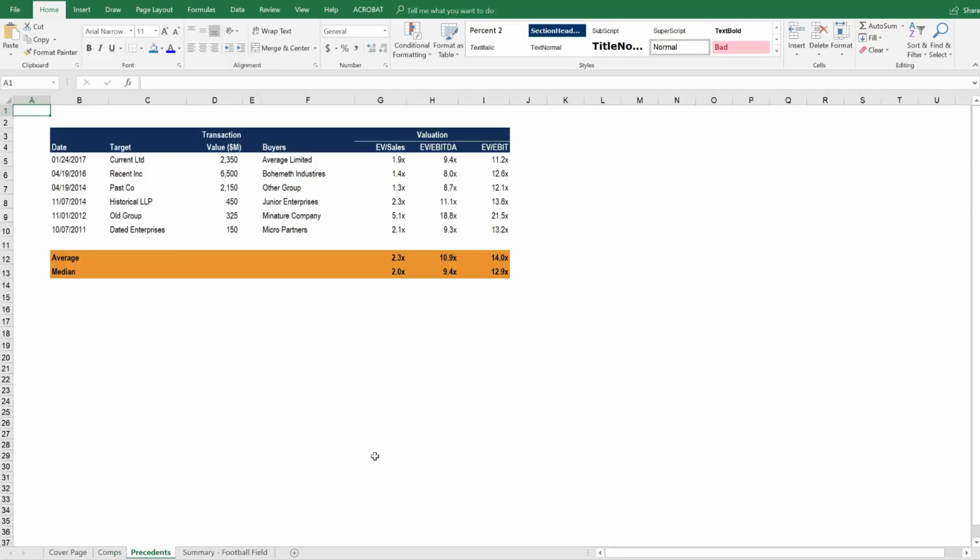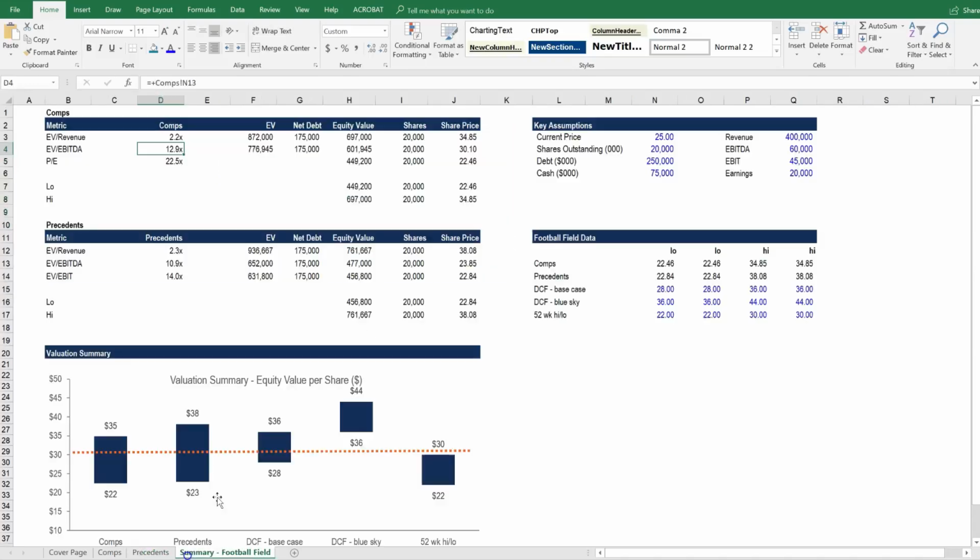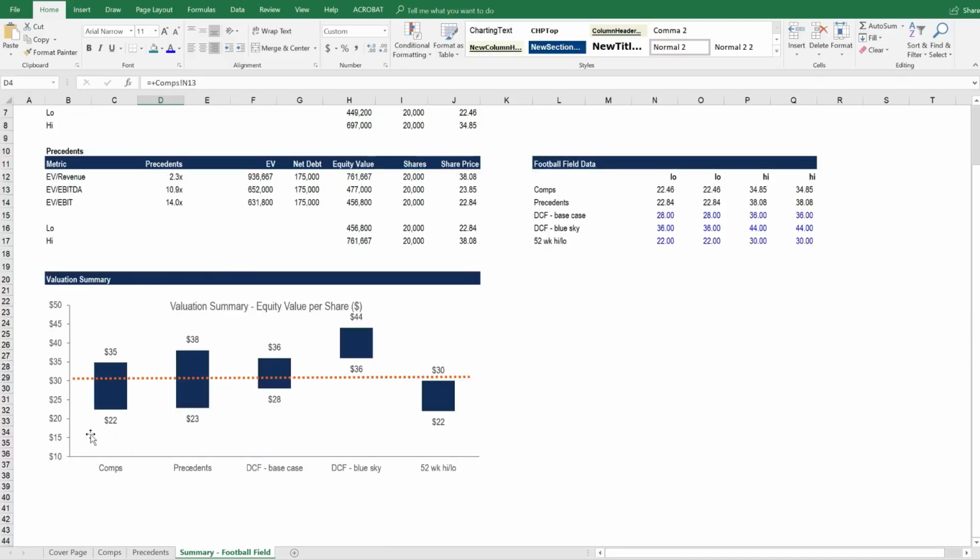From there, we can look at precedent transactions. It looks at past mergers and acquisitions, and again looks at valuation multiples that can be applied to the company in question. Finally, we summarize the results here in these tables, and these tables are then used to feed into the football field chart. The football field chart illustrates how different valuation methods across the bottom here, such as comps, precedents, discounted cash flow analysis with different scenarios, that's why there's two DCFs, and if it's a public company, the 52-week high and low share price.